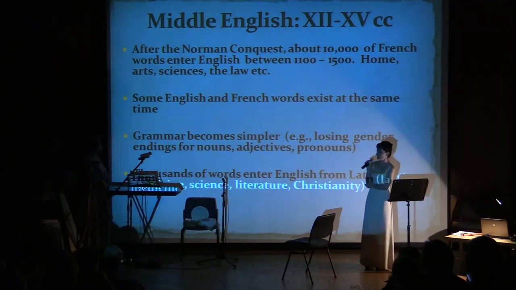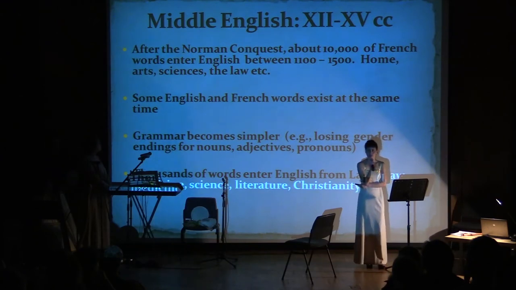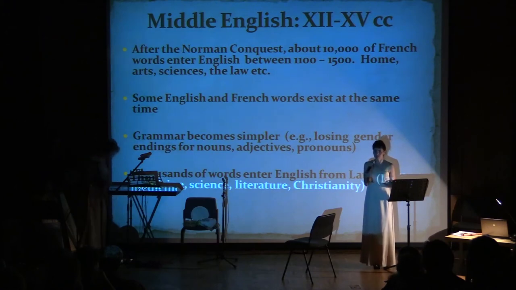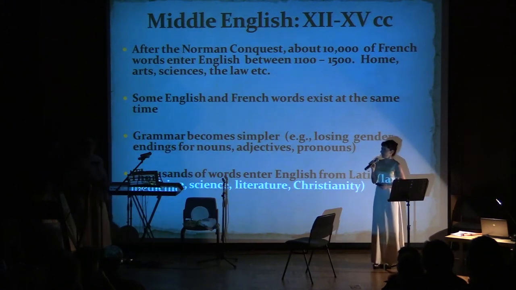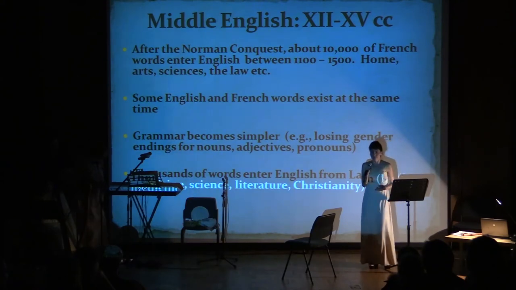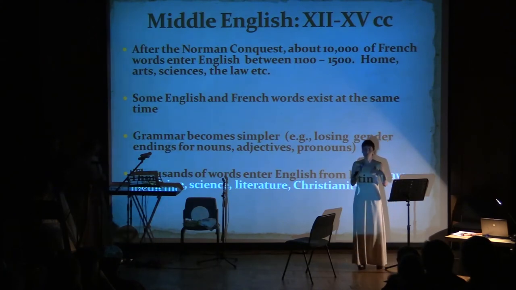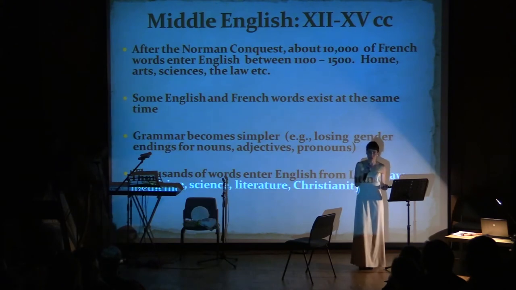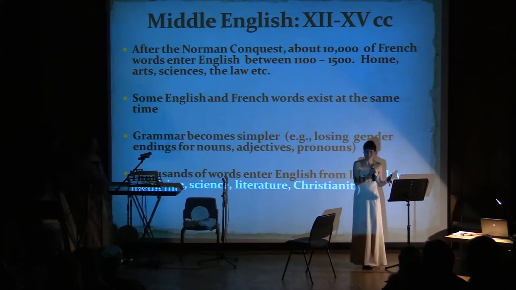Many words from the French language enter, pretty much they affect every sphere of life: art, science, religion, daily life. However, some English and French words exist at the same time because the aristocracy would use French words. So for example, for meat on the table, people would start using French words, like pork and lamb and beef. However, for animals in the fields, the people still continued using the old words, like cow and sheep, etc.